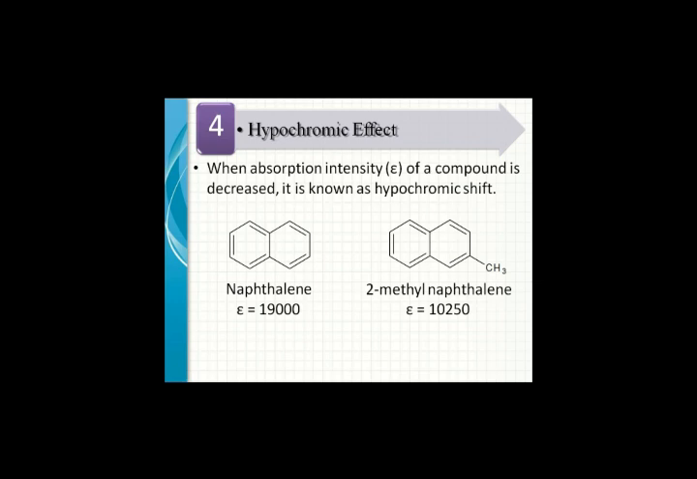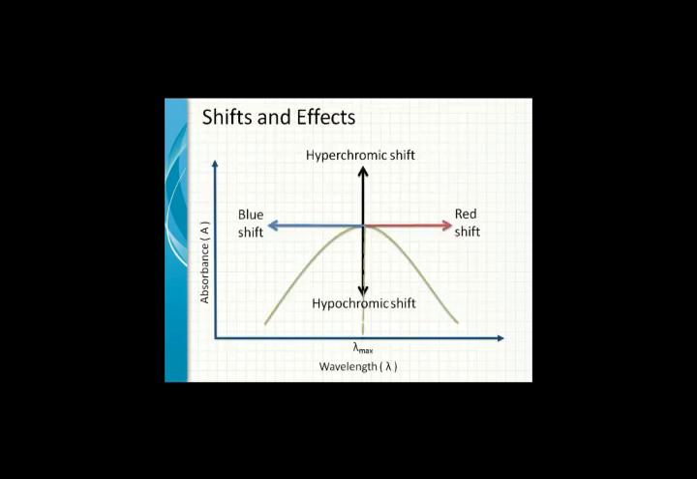Shift is the change in the absorbance of the compound and the wavelength of the lambda max value. If the absorption is shifted towards the higher wavelength, the process is known as red shift, and if the absorbance is shifted towards the shorter wavelength, the process is known as blue shift. If the intensity is increased, it is hyperchromic shift, and if the intensity is decreased, the process is known as hypochromic effect. Thank you.